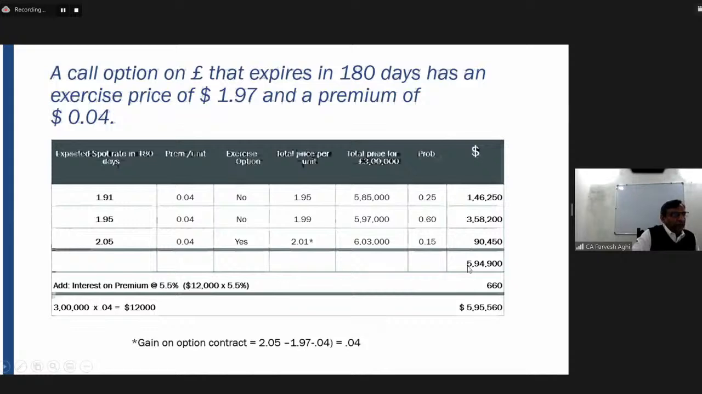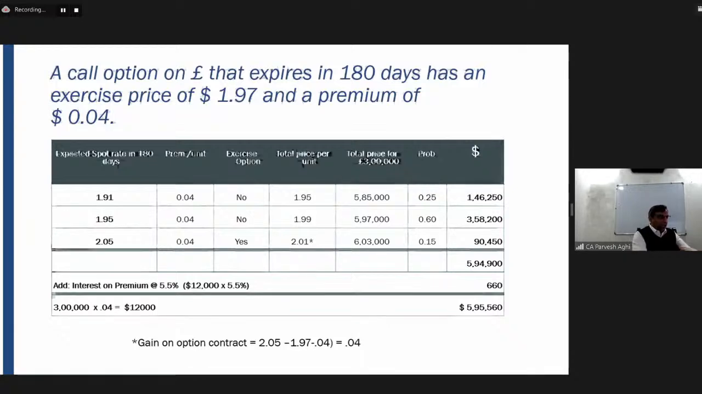So your total outflow on account of the option will be 5,94,900. But since you pay the premium upfront, which is 3 lakh pounds multiplied by 0.04, that means $12,000 is the premium. Add interest of 5.5%, which is the opportunity cost, so that means 660 you're going to add. So the total outflow will be 5,95,560.